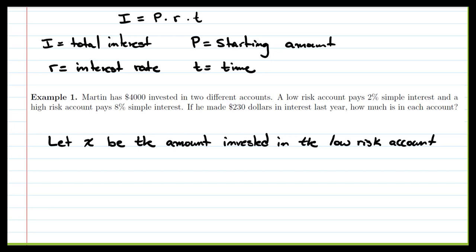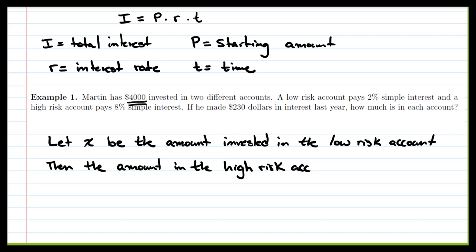So then we can use that to help us find the amount in the high-risk account. So we know that the total in both accounts is $4,000. So then the amount in the high-risk account is 4,000 minus X. So let's talk about why it's 4,000 minus X for a minute.